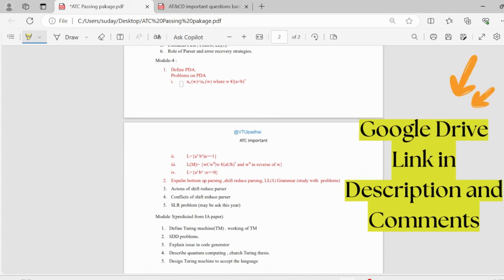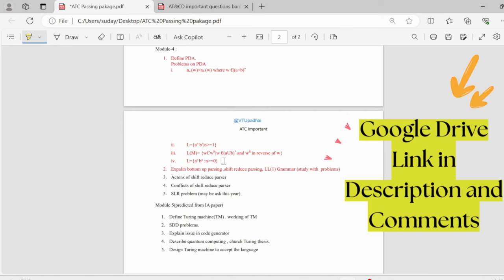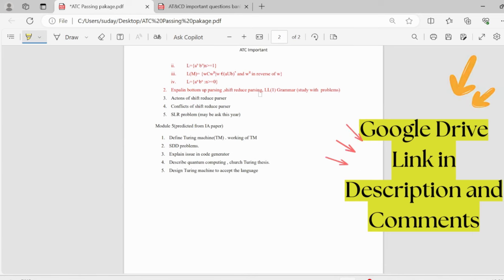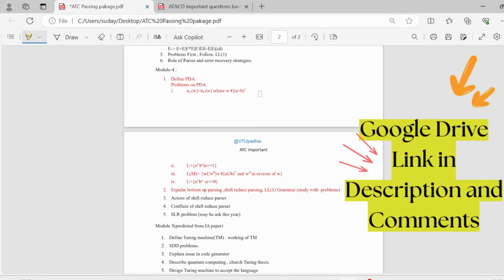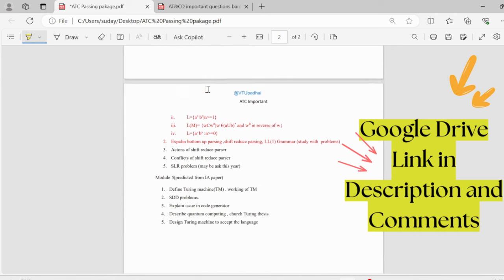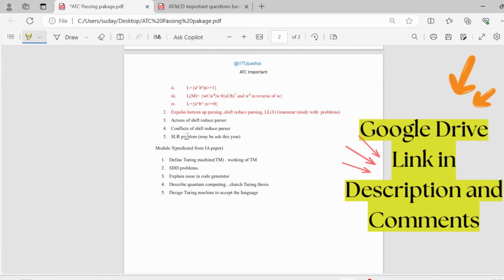Coming to the fourth module, here we basically have the PDA part and then the bottom-up parser. In PDA, there are standard questions, 4 or 5 questions, out of which one would be there. And then coming to bottom-up parsing, there'll be a question on SLR or LALR or CLR. So that's pretty much the fourth module. So the first is PDA questions, and along with that, we have SLR, LALR, and CLR questions for sure.